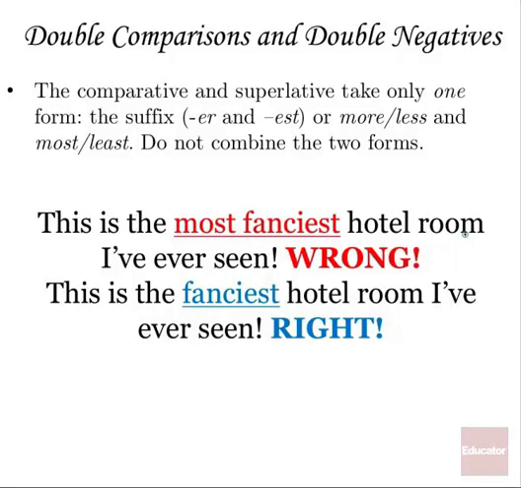All right, double comparisons and double negatives. The comparative and superlative take only one form, either the suffix er and est, or more and less, most and least on the beginning. You cannot use the two forms together. It is wrong to say, this is the most fanciest hotel room I've ever seen. Wrong, wrong, wrong. You have to say, this is the fanciest. That tells you everything you need to know. Most is just pointless. You can say it's the fanciest or the most elaborate if you really want to use most and get yourself a longer adjective.